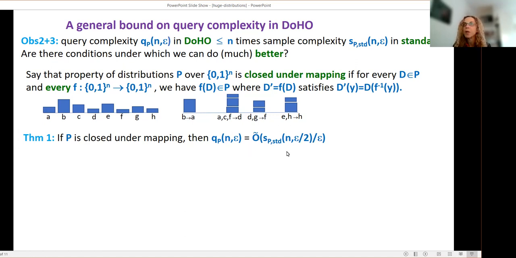And here we take epsilon over 2. So I'll talk more later about this theorem, also about its implications. But before doing so, let me make a comment. You might ask, so here I talked about all mappings.